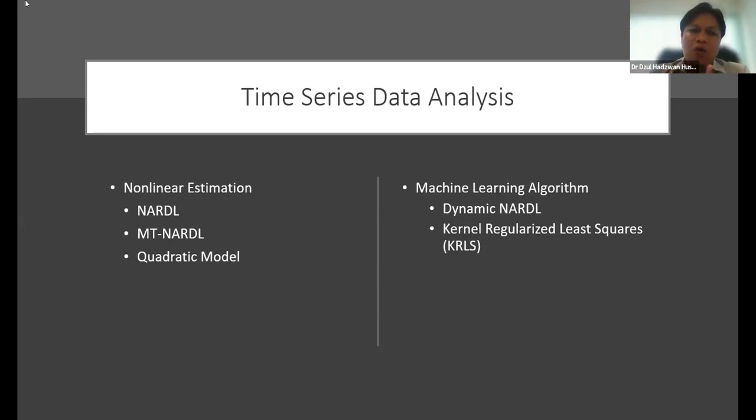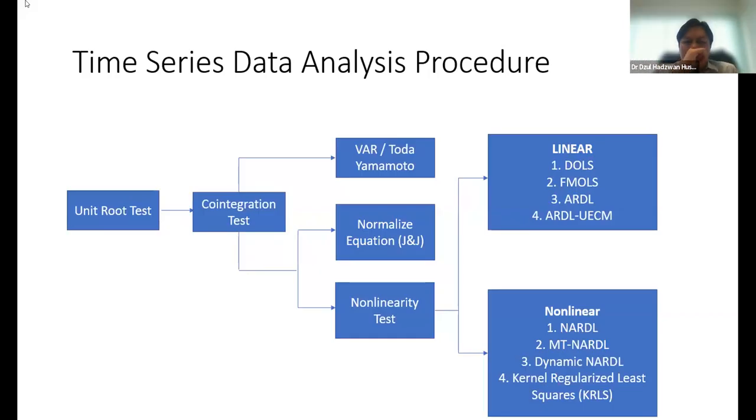So in conclusion, for time series, we need to go through this procedure if, let's say, we want to do a time series analysis. First, we need to do a unit root test. After that, if the unit root test matches the characteristic of whatever method we want to use for the co-integration test, then we can proceed with the co-integration test. If, let's say, our suggested model is not co-integrated in the long run, then the thing that we can do is the Granger causality, either VAR or Toda-Yamamoto.